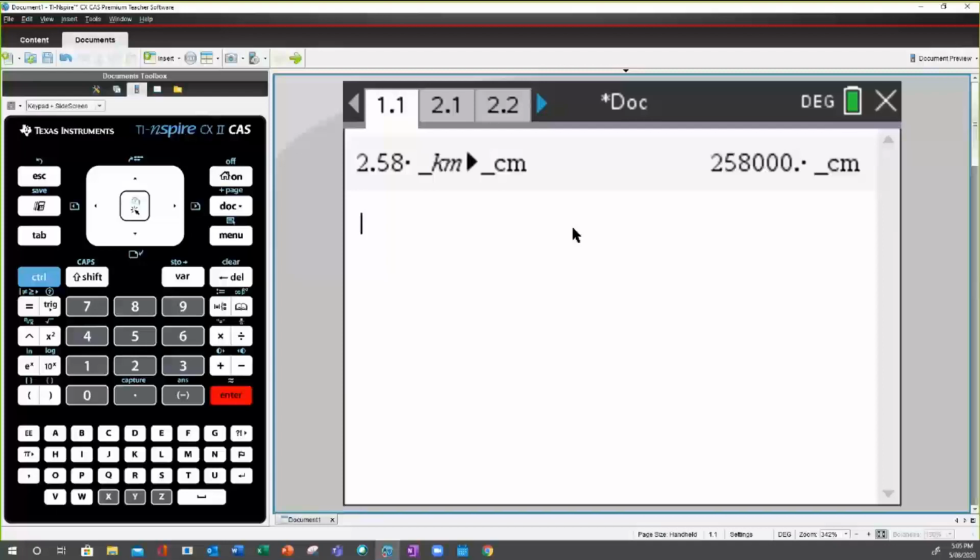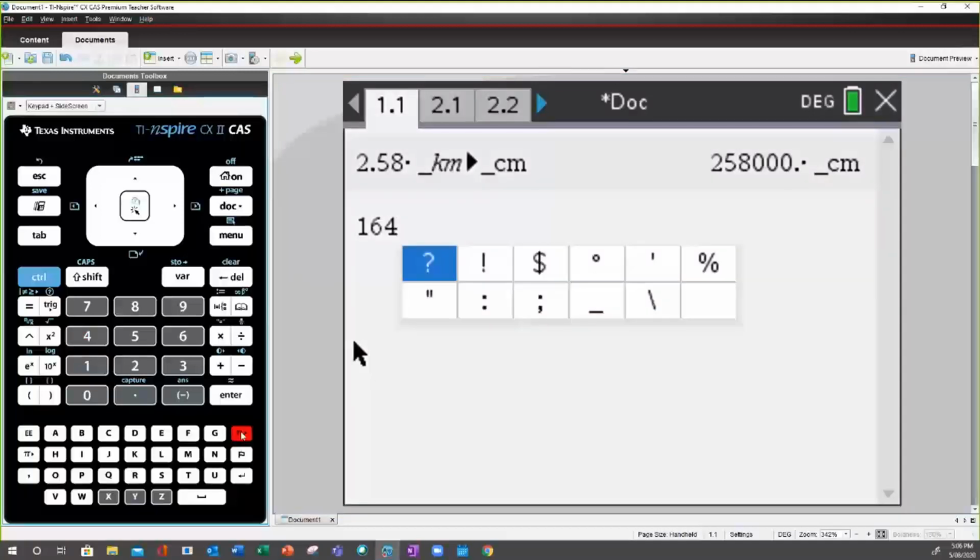164 millilitres, millilitres into litres. And if you note, the way that the CAS knows that it's a unit is it's got this underscore in front of the unit symbols. So what we're going to do is find the underscore button. And the underscore symbol can be found in this extra symbols button here on the bottom right-hand side. And there it is.